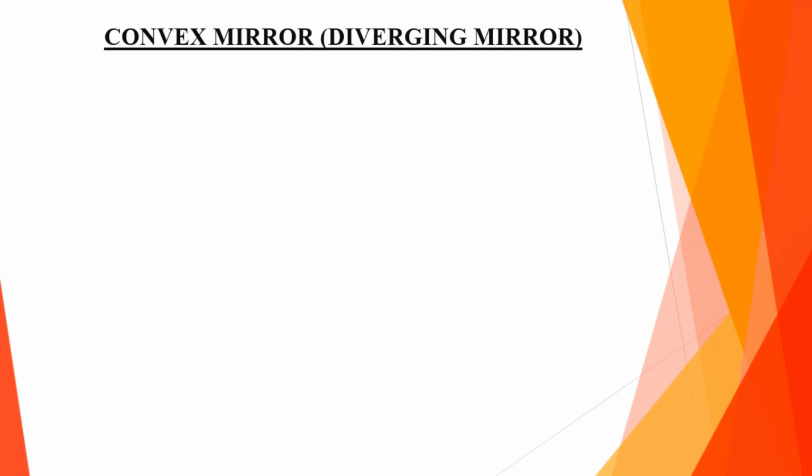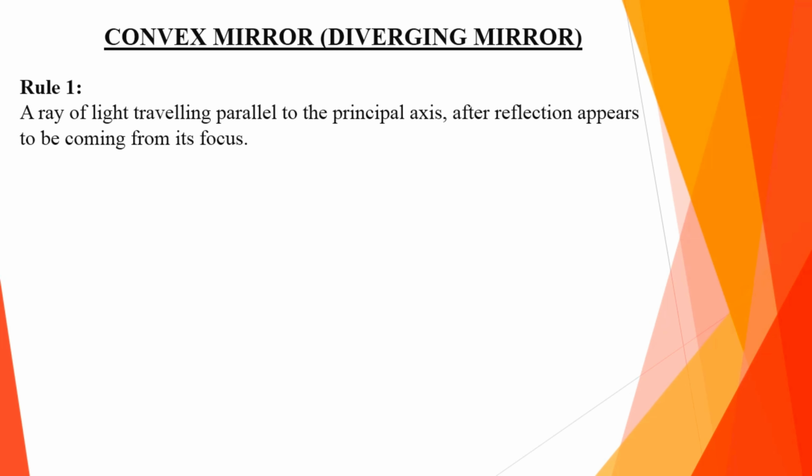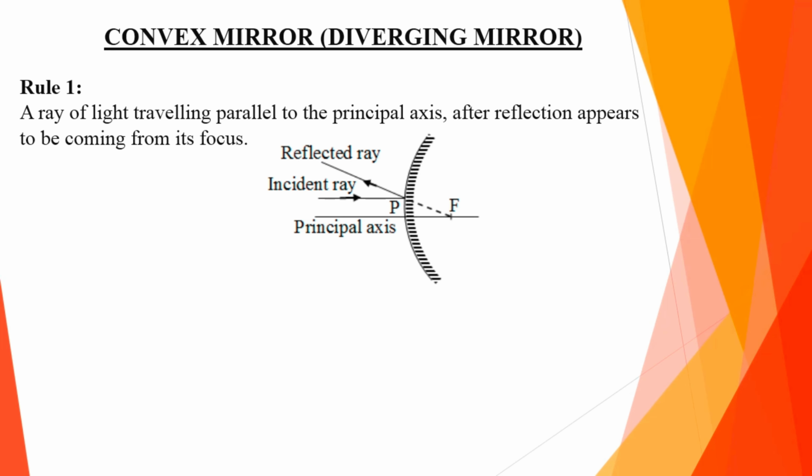So next, let us find the rules for the convex mirror, that is the diverging mirror. Rule number 1: a ray of light traveling parallel to the principal axis, after reflection, appears to be coming from its focus.